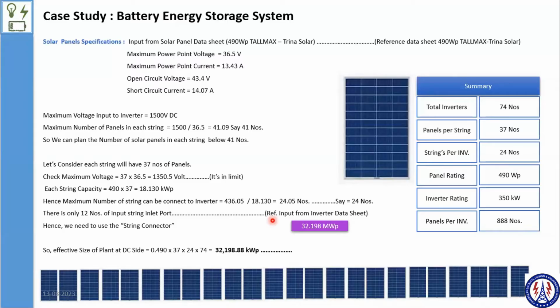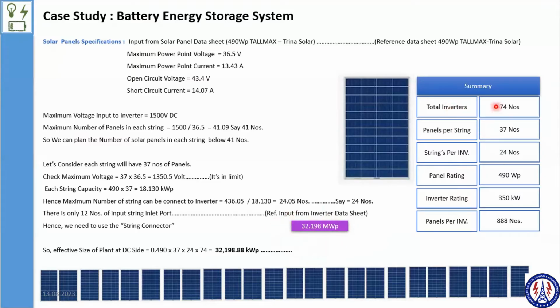For your reference, 267 minus 198 is 690, up to 700 only. So 700 kilowatt is the variation in a 32 megawatt capacity, right? So this is your optimistic value. You can put this much capacity of the plant only on the DC side.